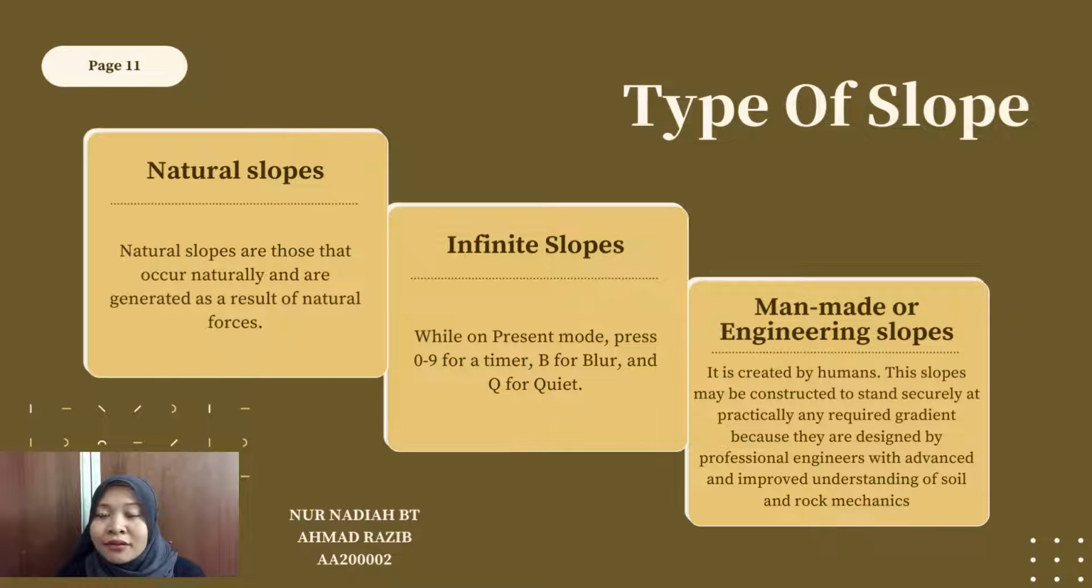Second is the infinite slope. The last one is the man-made or engineered slope. It is created by humans. This slope may be constructed to stand securely at practically any required gradient because they are designed by professional engineers with advanced and improved understanding of soil and rock mechanics.